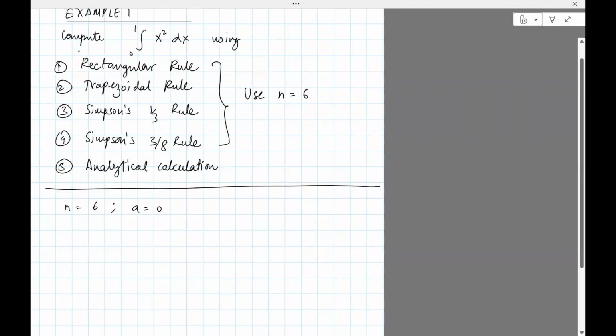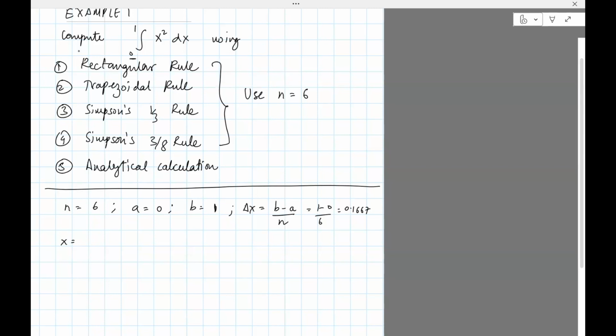So N is equal to 6. Here A equals 0. This is the lower number in the integral. B is the upper limit, so it's 1. Delta X is B minus A divided by N. That would be 1 minus 0 divided by 6. So I think 0.1667.